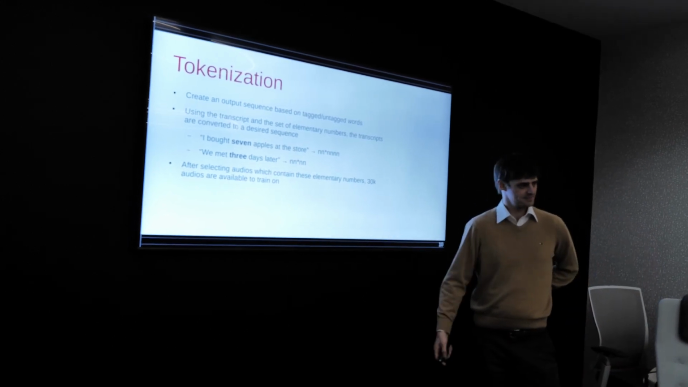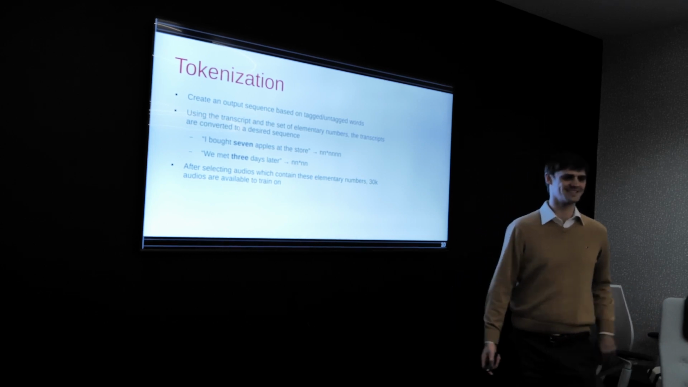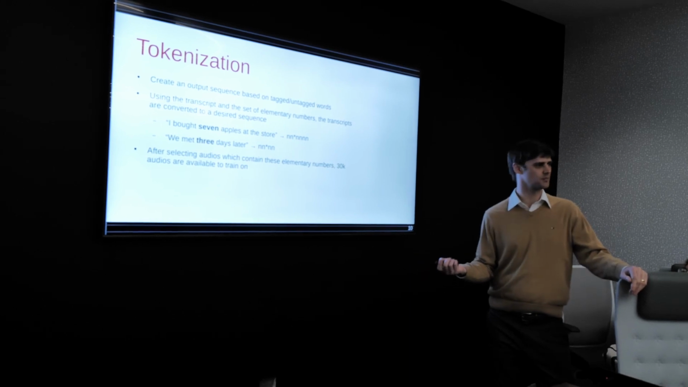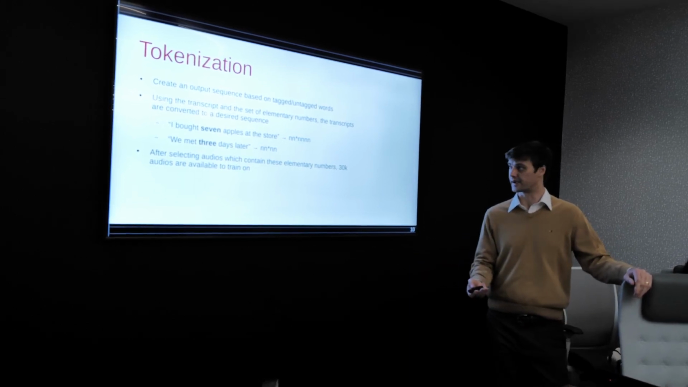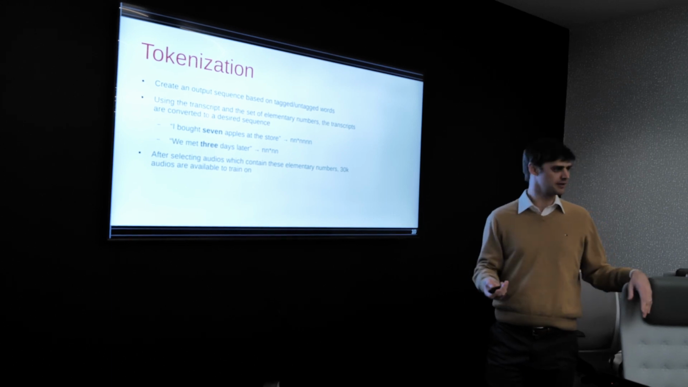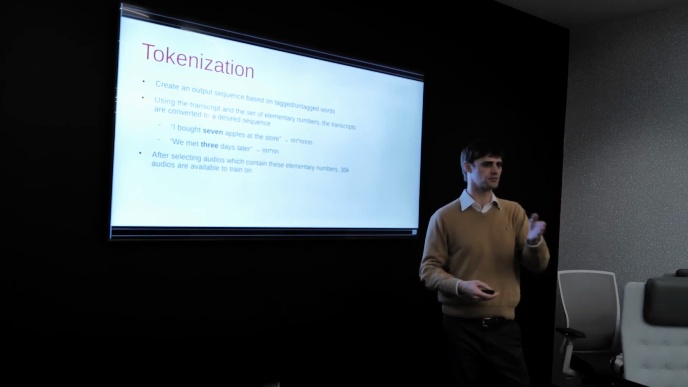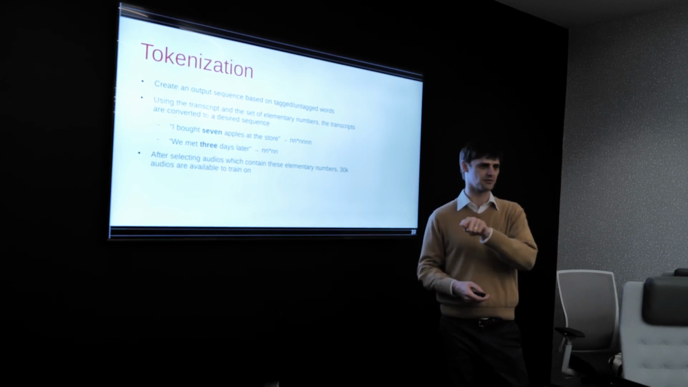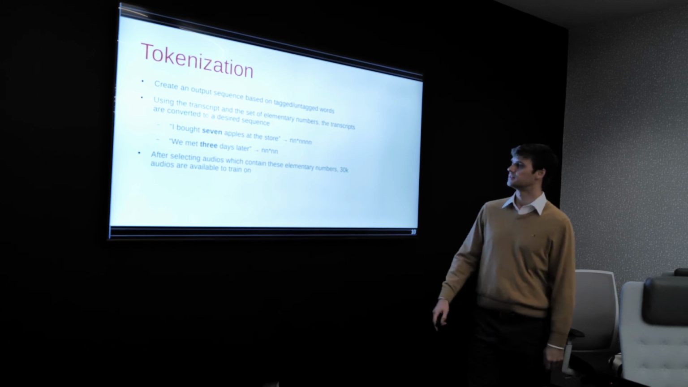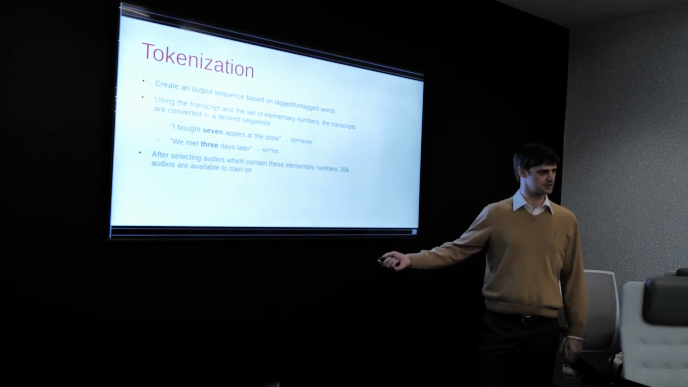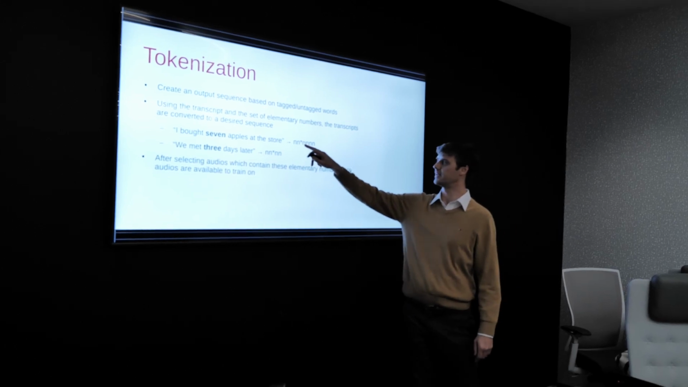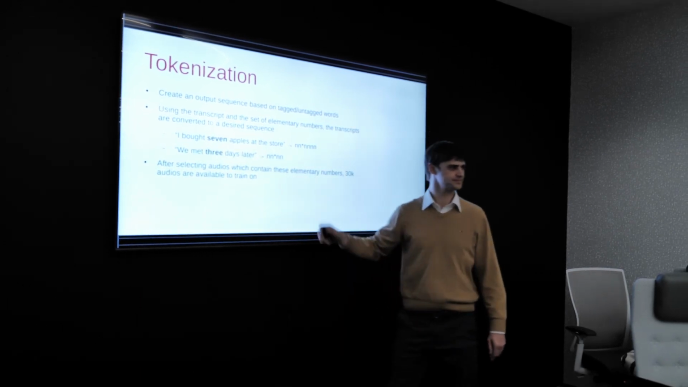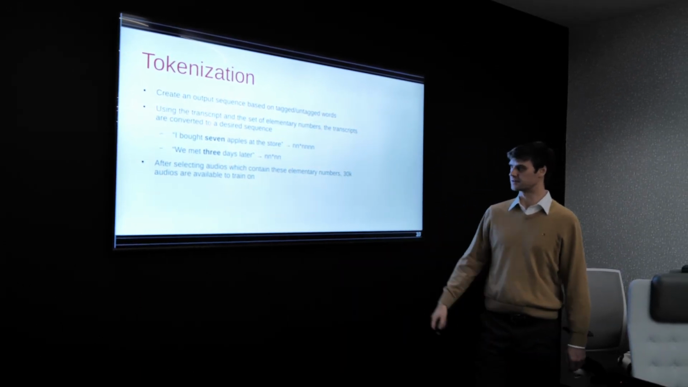So now I know what a number is, which is great. You would think that'd be easy, but it's not as easy in text. And I'm going to create an output sequence. We want to be able to figure out what we need to redact. So using the transcript and the set of elementary numbers, this is very simple. Just read through the transcript and figure out, okay, redact, don't redact, don't redact, etc. So if I said I bought 7 apples at the store, my output sequence should be n, redact, n, right? Corresponding to each of the words. We met 3 days later, you can see the same pattern.